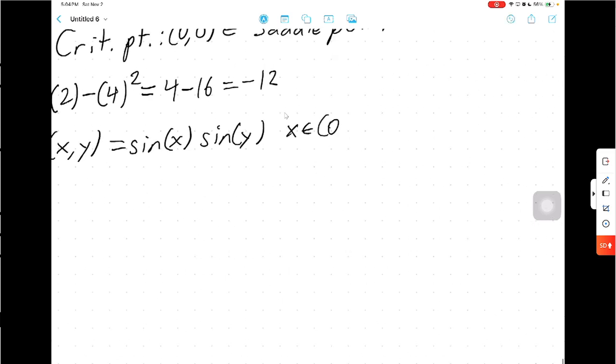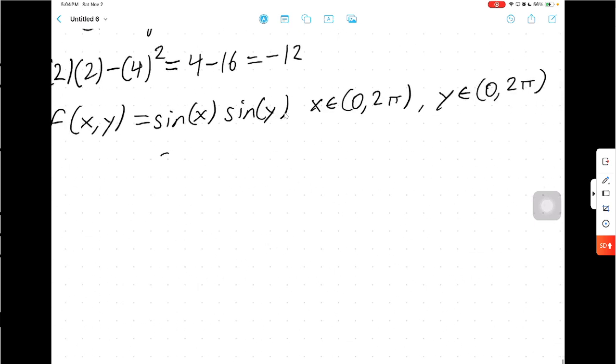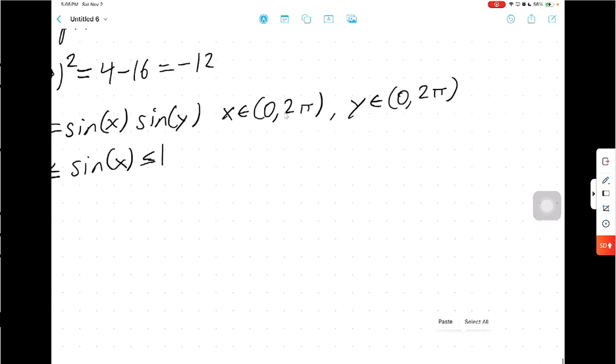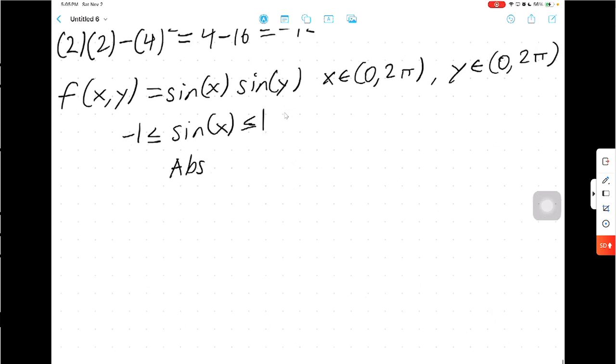X is from 0 to 2 pi, non-inclusive, and y is 0 to 2 pi, non-inclusive. Okay, here I'm actually just going to use the fact that sine x goes between negative 1 and 1 to find the extreme values. So your absolute minimum is going to occur at negative 1, and therefore for this one it is also going to occur at negative 1. And your absolute maximum is going to occur at 1.